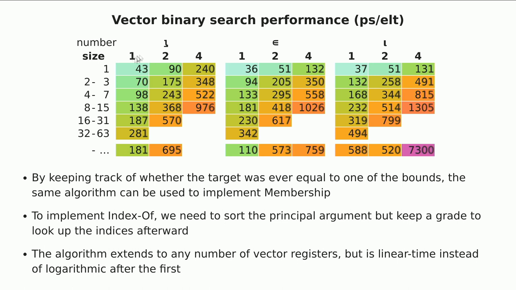This graph shows both the size of the elements that I'm using: 1 byte, 2 byte, and 4 byte data. This will work on characters as well as integers. And I have the number in my argument.